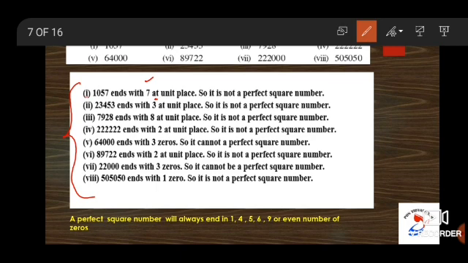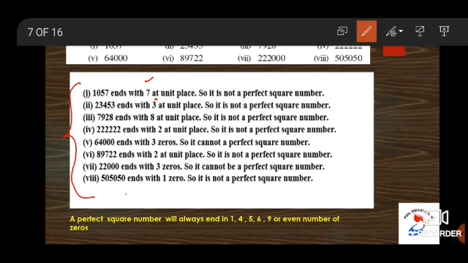For the fifth sum, it has 3 zeros. That is, the number of zeros is odd, it is not even. For the sixth one, it is ending with 2 at the unit place. For the next seventh one, again it has an odd number of zeros. And for the last one, it is ending with 0. That is only 1 zero. So it is again an odd number of zeros.